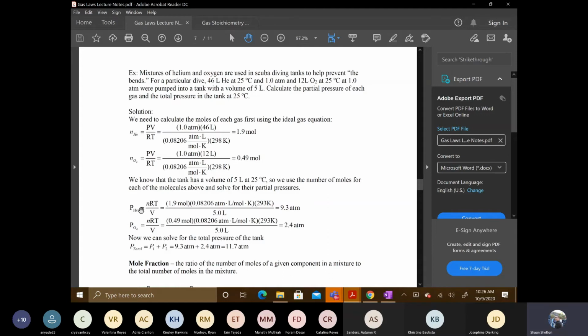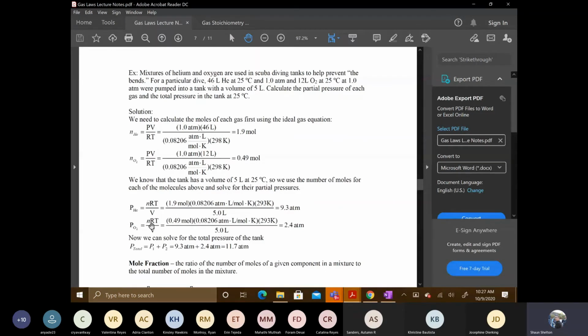Now we're going to go back and utilize the ideal gas law again. This time we know our moles, we plug that in, but the difference is the volume of the gas tank is 5 liters. It's pumped into a tank with a volume of 5 liters. So our volume is now going to change to 5. You got your n from up here. Your R is a constant. The temperature is 25 degrees Celsius. That did not change. However, the volume does change to 5 liters. So we input that information into the gas law, and we end up with 9.3 atmospheres for helium.